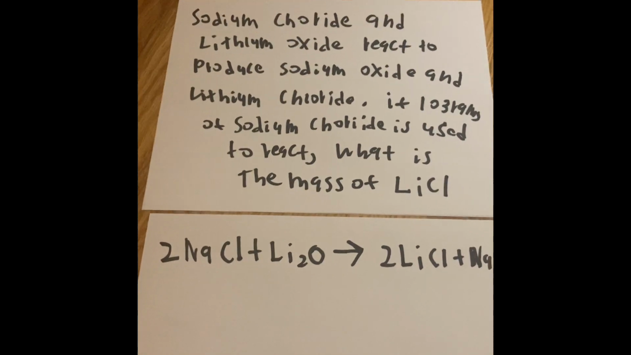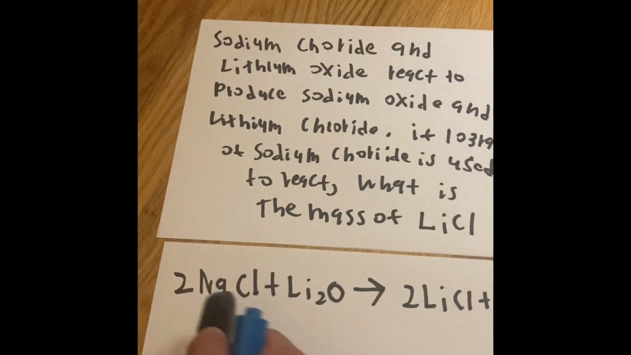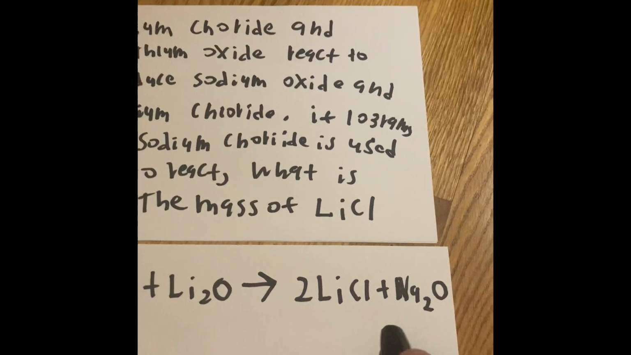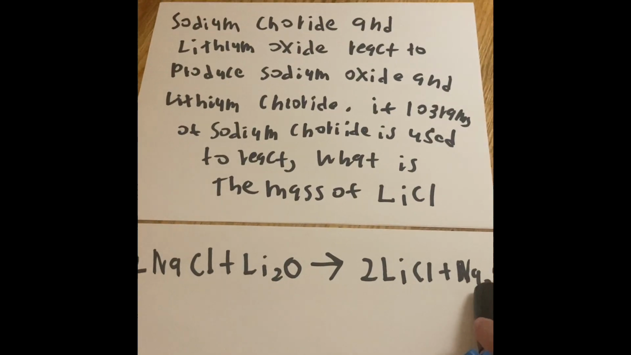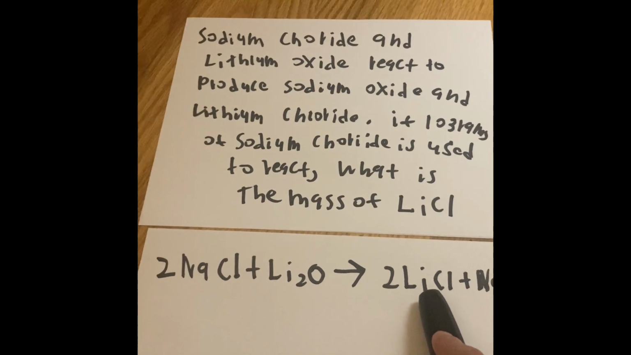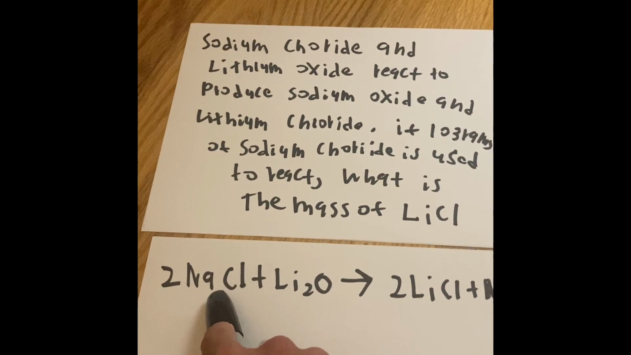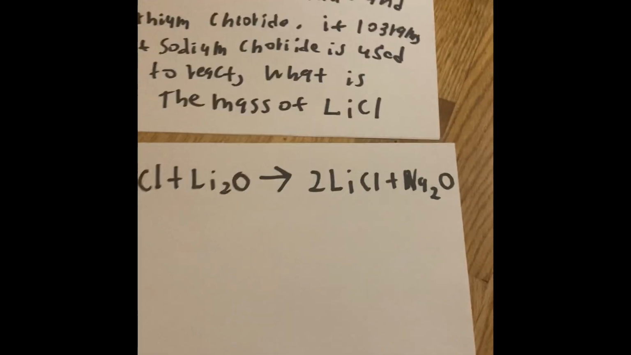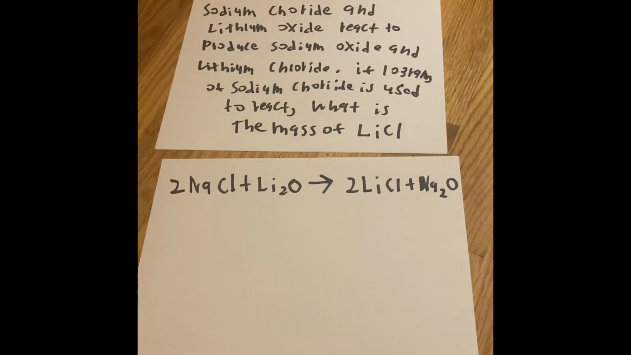Sodium chloride and lithium oxide react to produce sodium oxide and lithium chloride. If 10 grams of sodium chloride before the reaction is used to react, what is the mass of LiCl? What is the mass of lithium chloride? So let's see what the instructions are and find what the formula has to say.